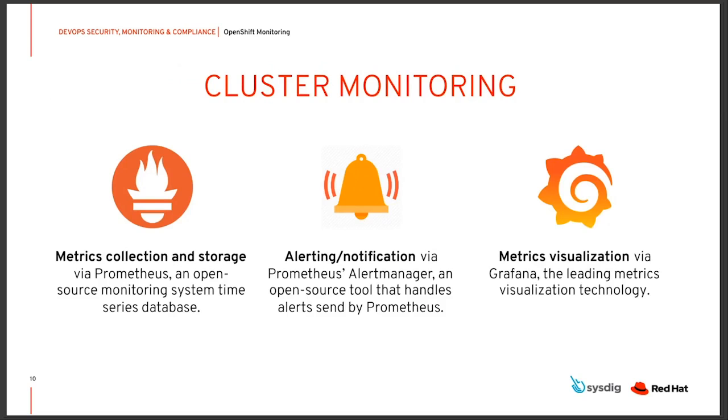And then the last thing I wanted to mention is cluster monitoring. This is installed and configured by default in OpenShift. It's based on Prometheus and Grafana and monitors things like etcd, the image registry, and many other Kubernetes objects.